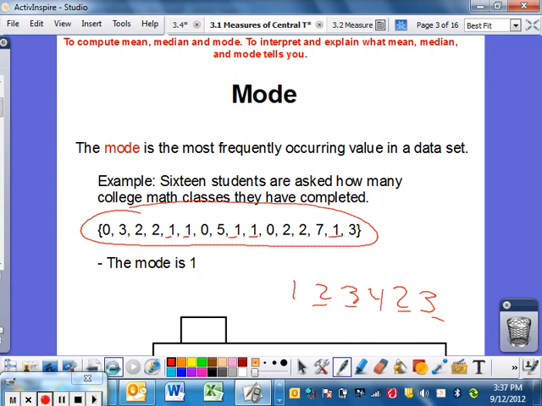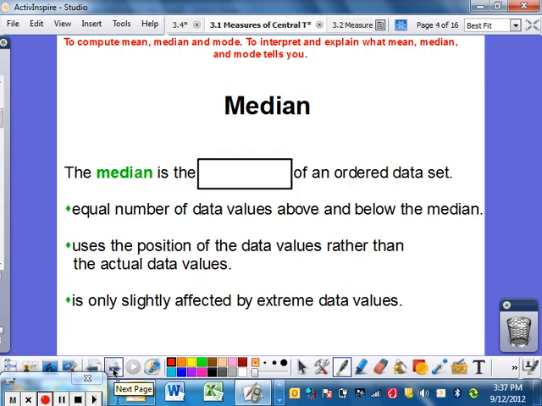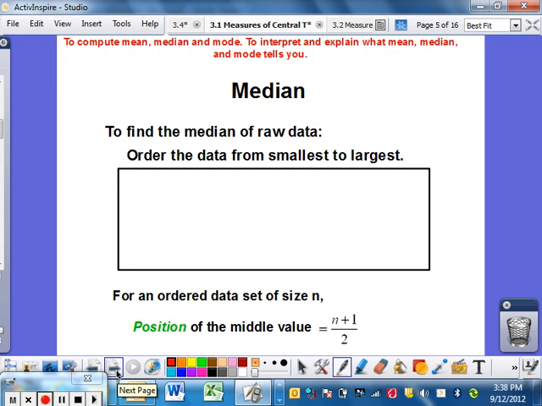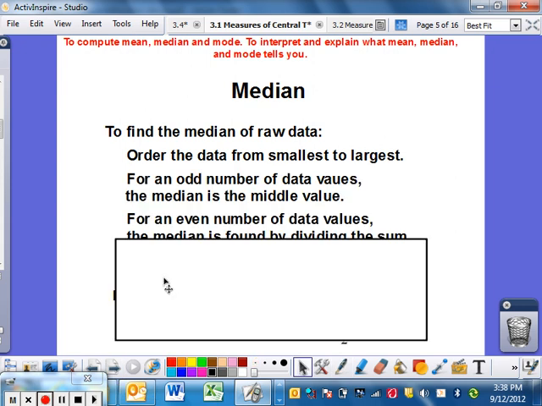The next average that we can look at is called the median. If you're driving down the road on the interstate or I-29, the middle of the road is the median. Same thing here. It's the middle value in an ordered data set. So an equal number of data values above and below the median has to happen. It uses the position of the data values rather than the actual values, because sometimes we can have what we call an outlier, and the median is only slightly, rarely affected by extreme data values.